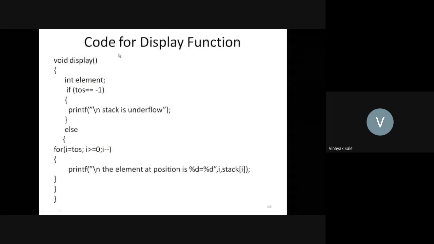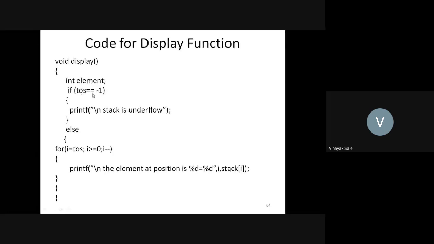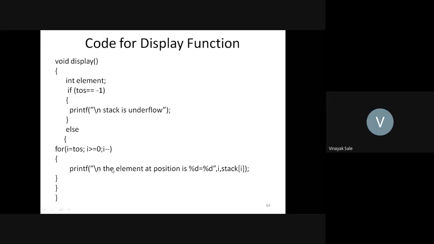See the code for the display operation. First check tos is equal to -1, then print stack is underflow. Otherwise, for i equal to tos, i greater than or equal to 0, i minus minus, print the element position and the element. See this code carefully.